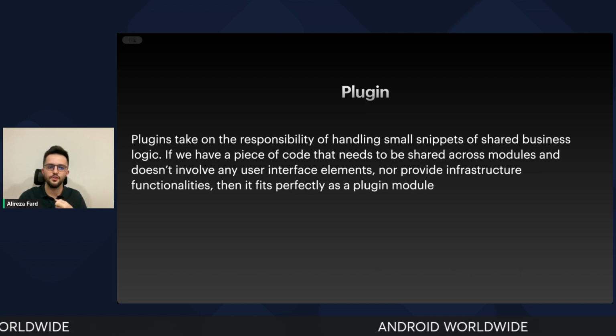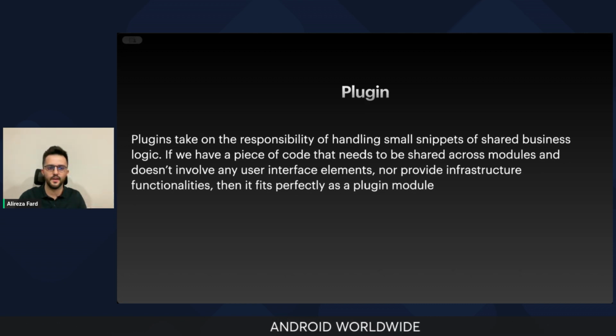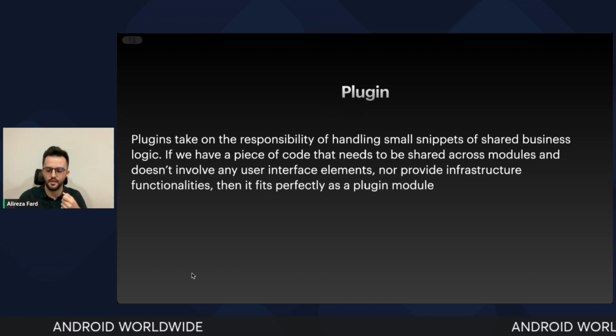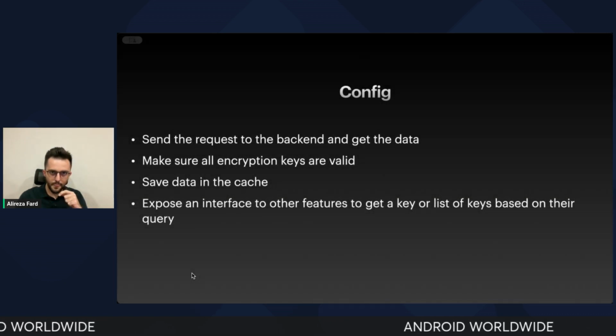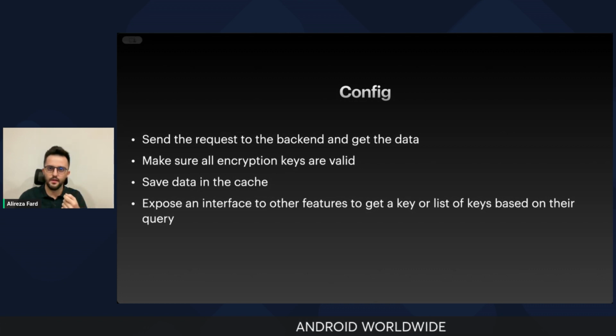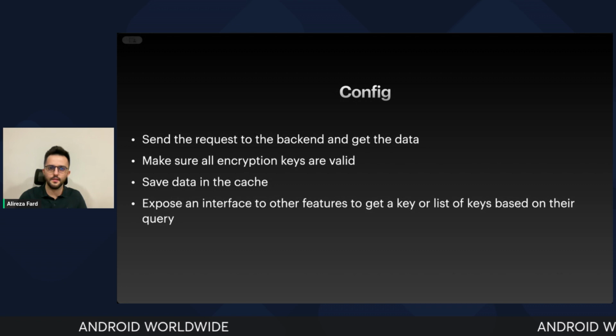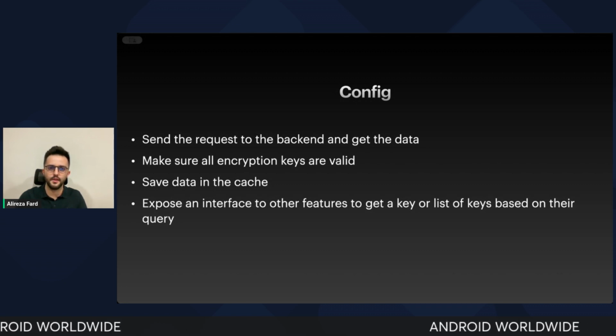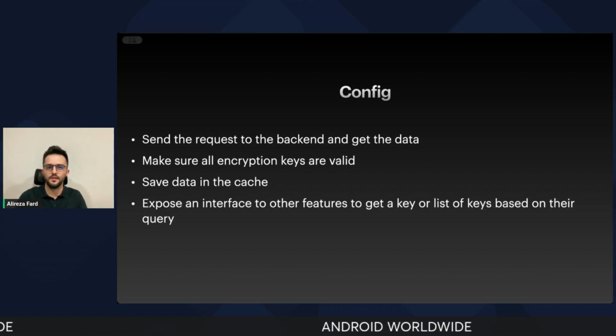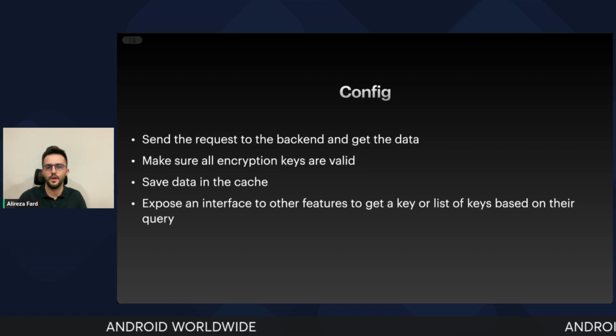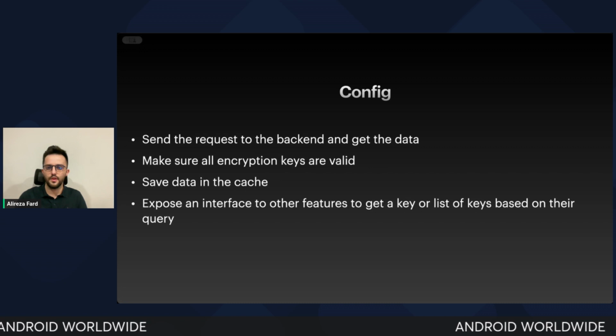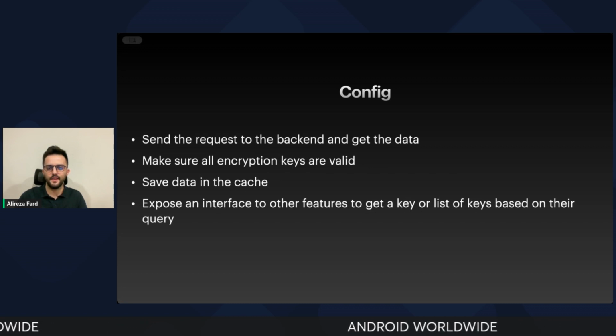And always you make sure your logic, your behavior is consistent across the application. Like this config, for example, you want to send a request to the backend to get the data, make sure all keys are encrypted and save data in cache, and expose a specific key or a specific value to the feature. And if you want to implement it everywhere, you will have a code duplication.